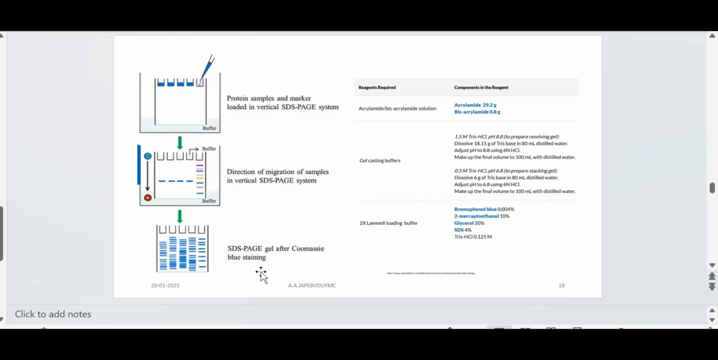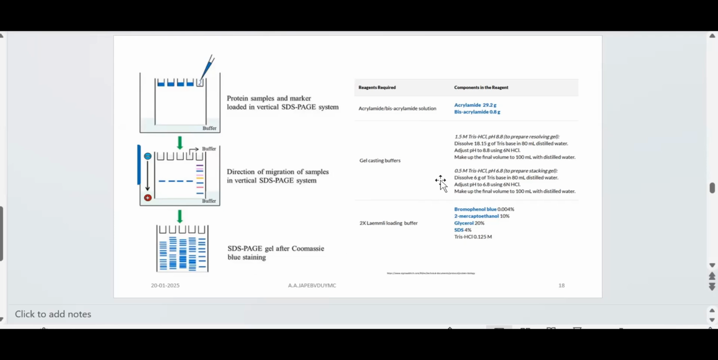Then you have gel casting buffer. So when you are talking about gel casting buffer, generally it is Tris-HCl, pH 8.8 is used, and you have to prepare that. So maybe you are taking 18.15 gram of Tris base in 80 ml of distilled water. You are adjusting the pH to 8.8 using HCl, and then you have to make up the final volume. The procedure also is given in the slide.